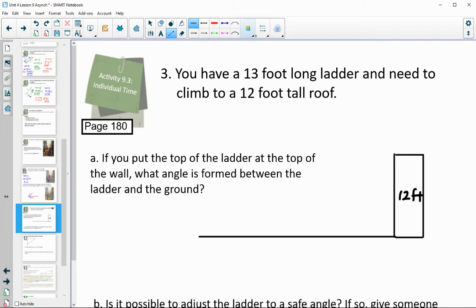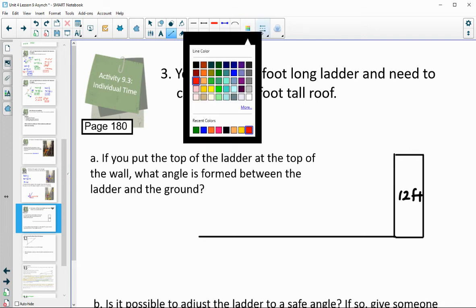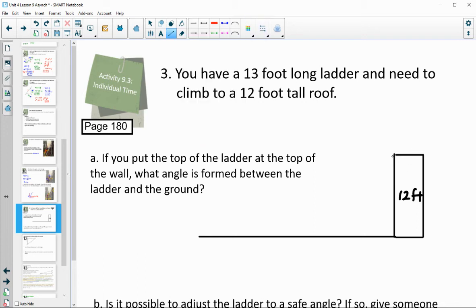So we're trying to get to the top of this wall. So we're taking a look at this ladder here. We know we have a 13-foot ladder. So we could put it exactly to the top and then bring it to the ground. And is this a safe angle, or is this a safe ratio, is what is wondered here. Okay, so will this be okay?